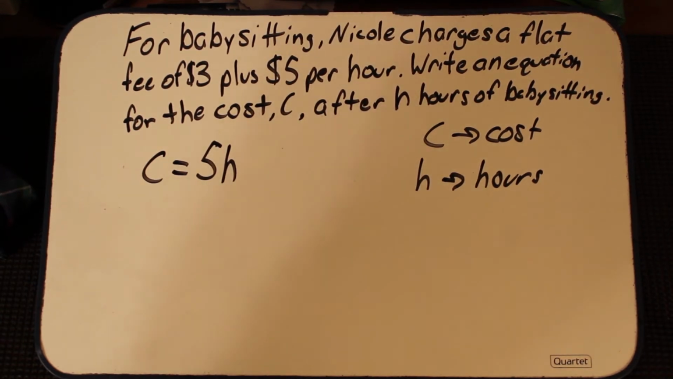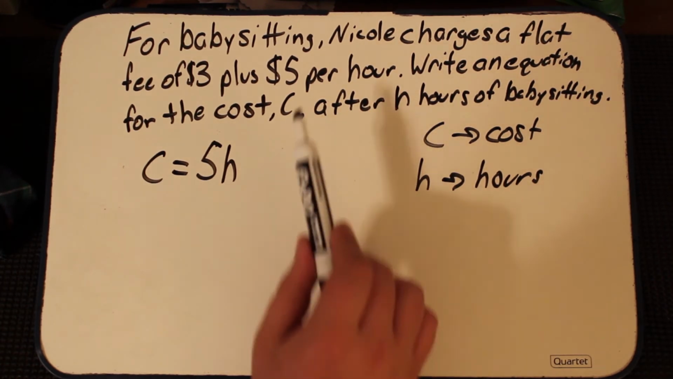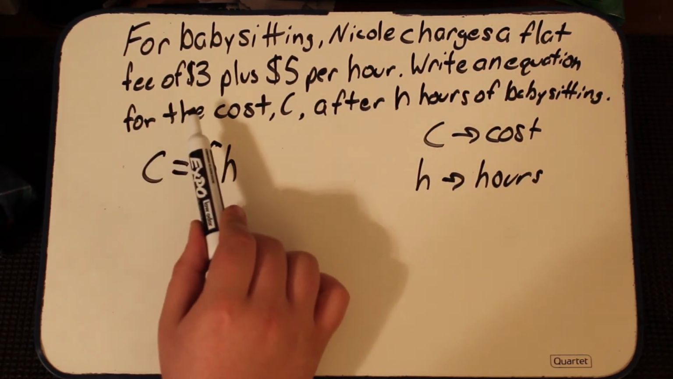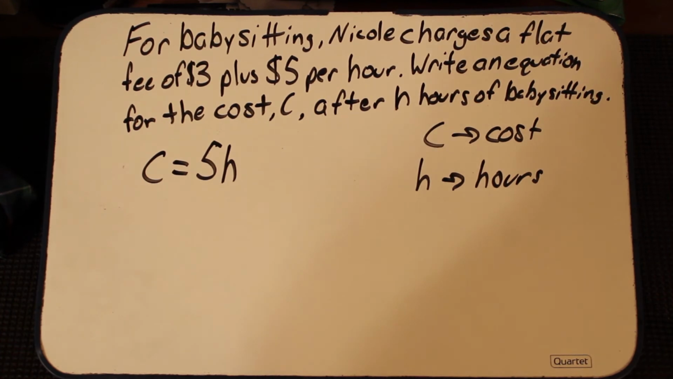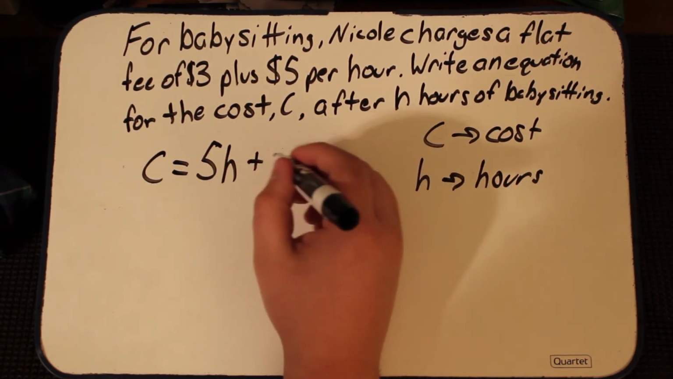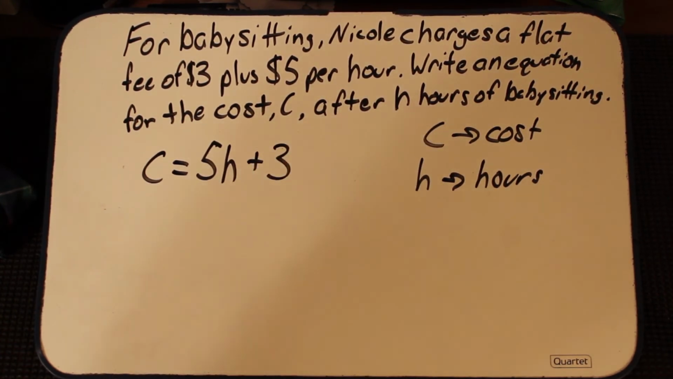Last thing I want to ask myself is, are there any initial fees? What's my starting place? What does that look like? Well, it says Nicole charges a flat fee of $3. So I'm going to tack on a 3 at the end because there's an initial fee. And no matter how many hours she babysits, there's always going to be an initial $3 that you have to pay. So let's run it back and recap.